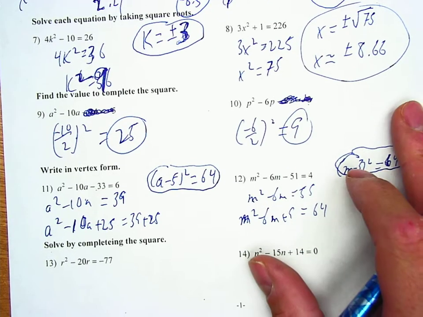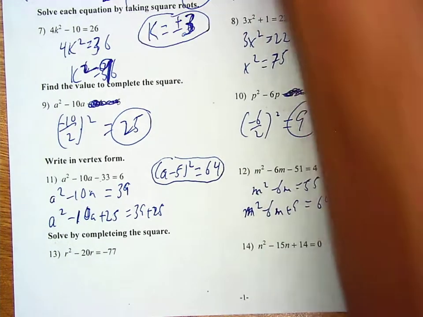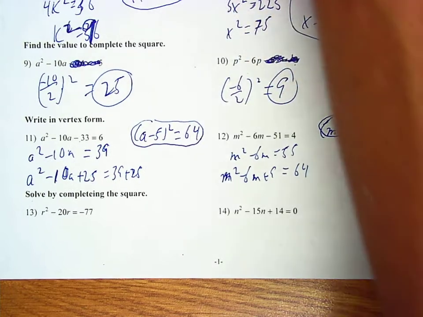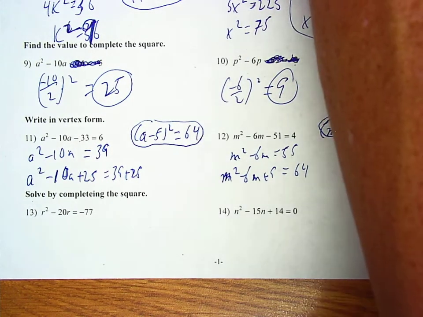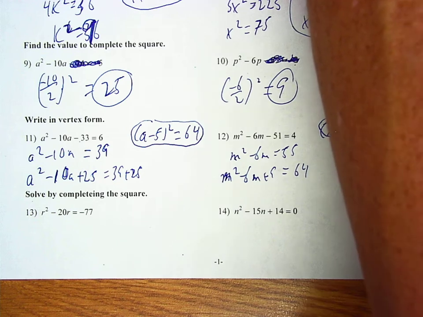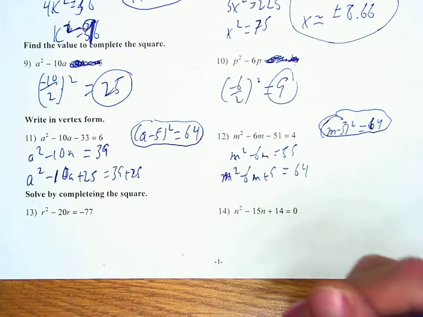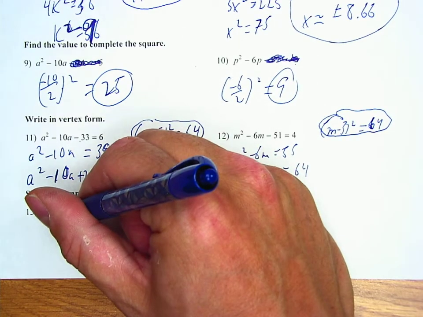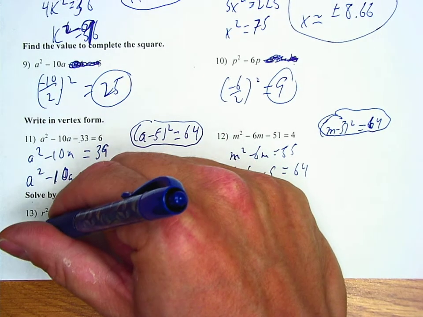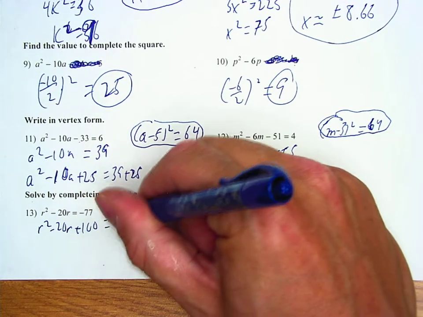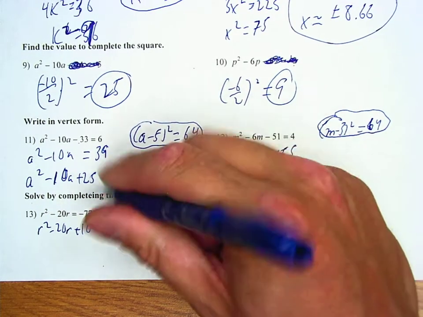And then for the last two here of this concept, I am asking you to do the whole work. So for number 13 and 14, I am asking you to go through it and finish it out and give me solutions. Square root it and give me solutions, in other words. So here I'm going to take half of 20, squared, which is 100. r squared minus 20r plus 100 is equal to negative 77 plus 100. So I'm adding 100 to both sides.